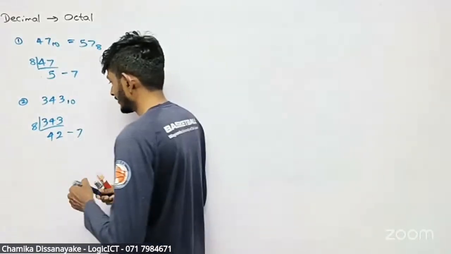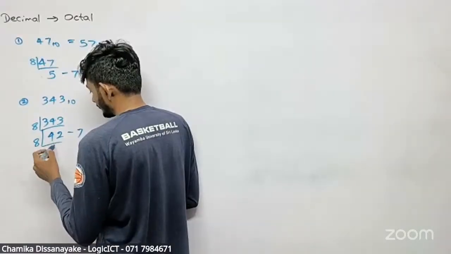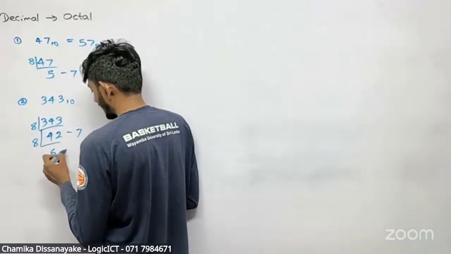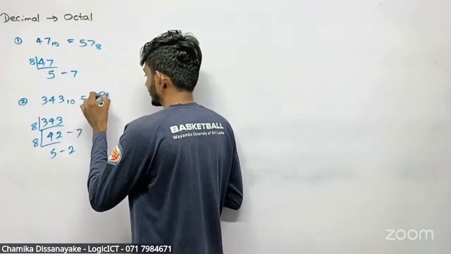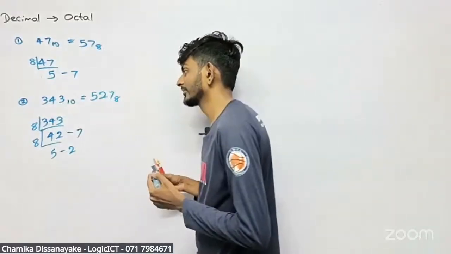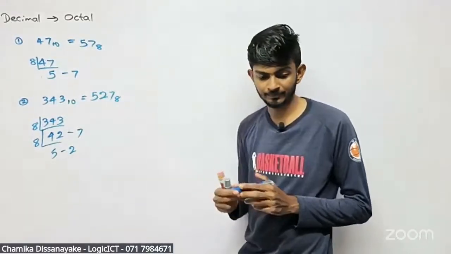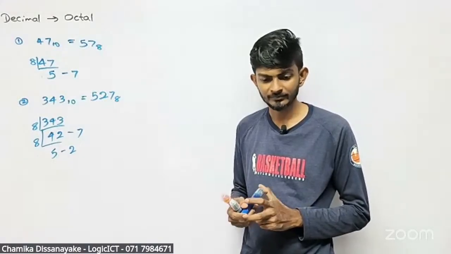So then, again, we have to divide 42 by 8. For 40, we have 5 and 2 remainder. That means 527 is the octal equivalent of the decimal number 343. Very easy, no? Very easy.